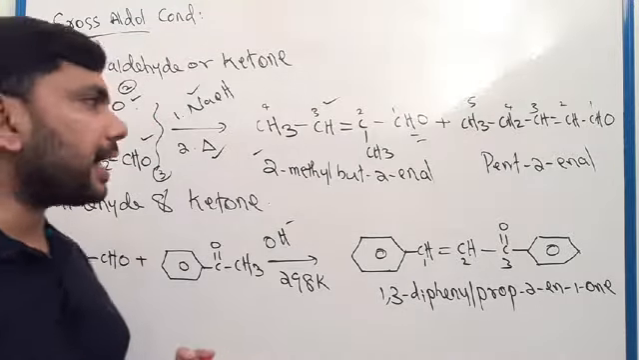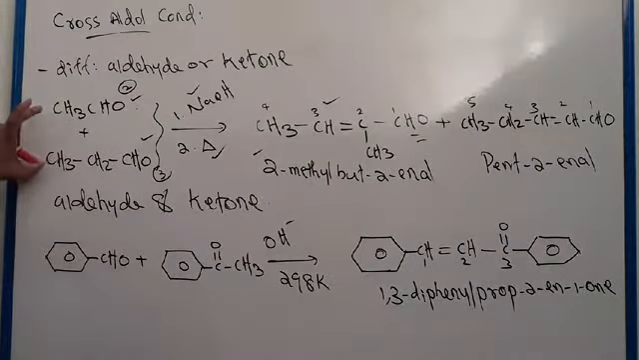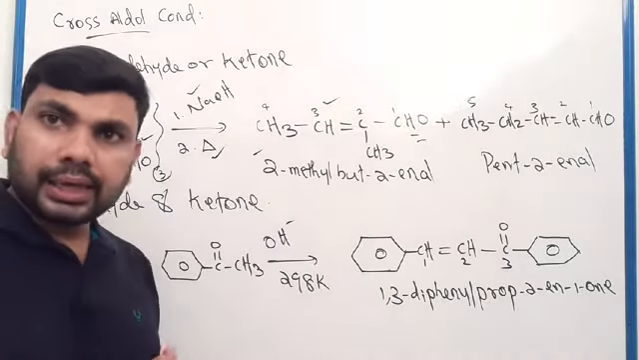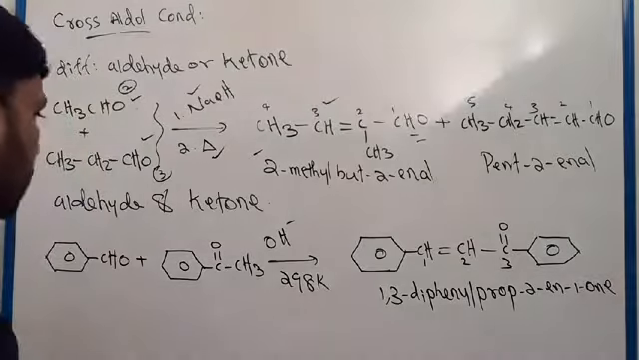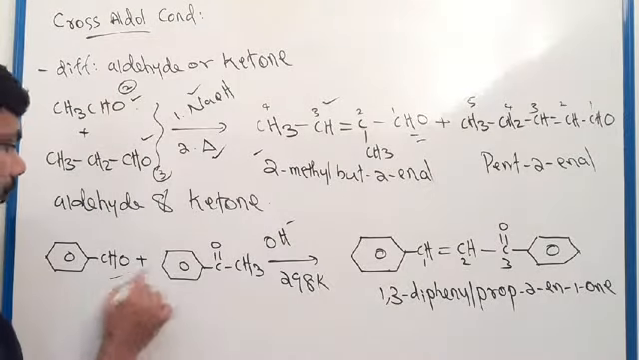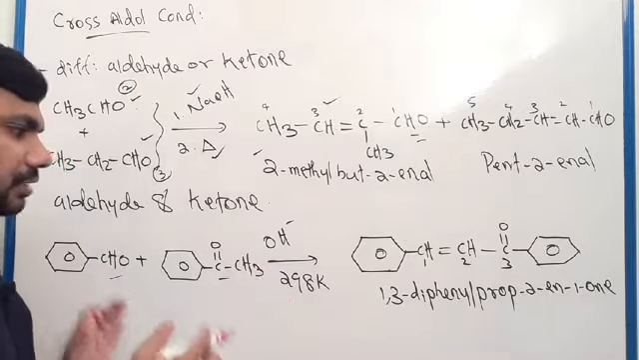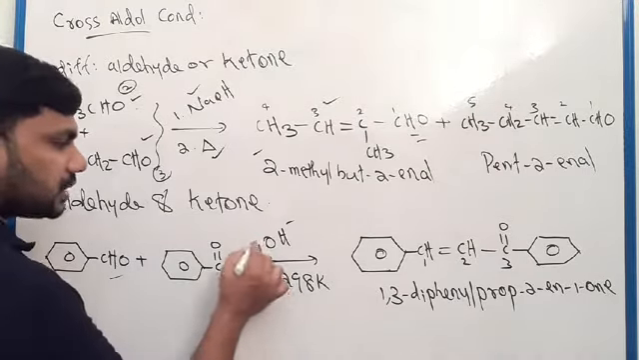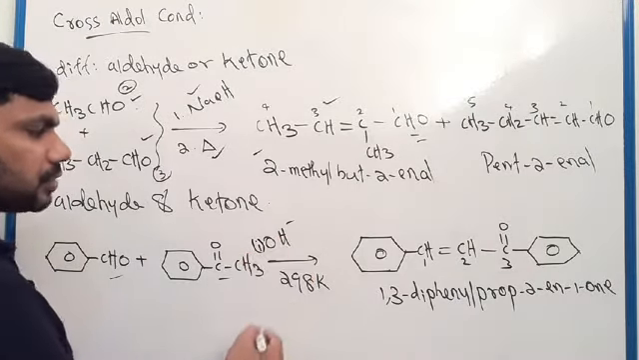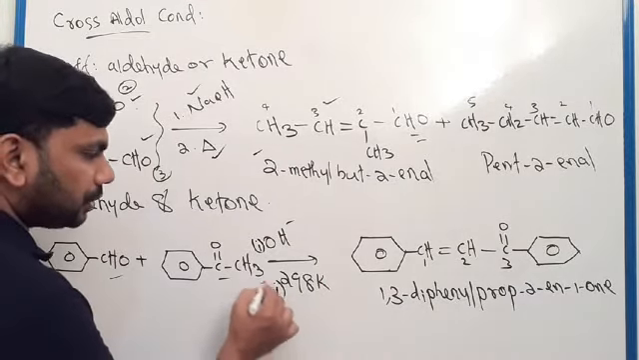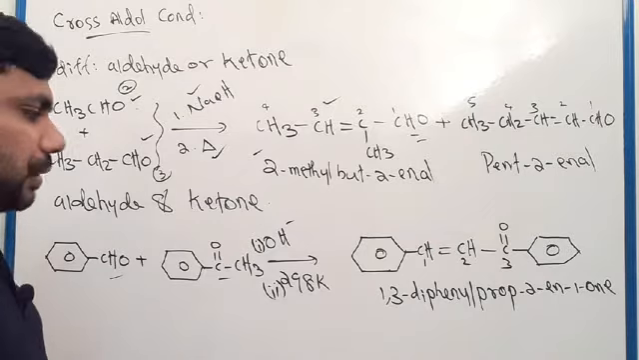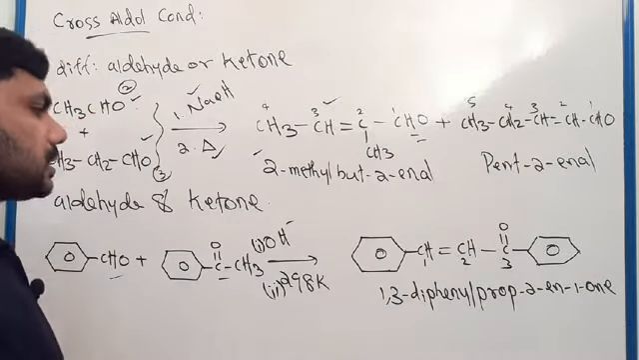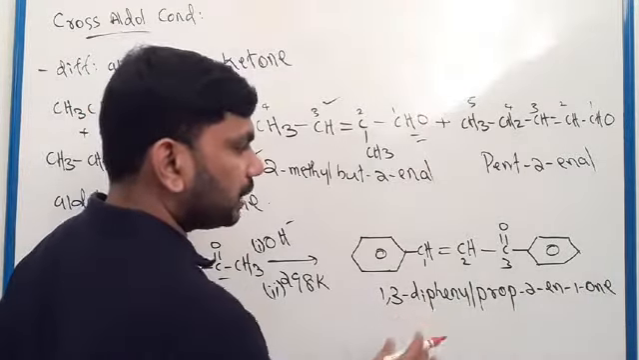So cross aldol condensation means two different aldehydes or two different ketones are used, or we can use one aldehyde and one ketone for this chemical reaction. So look here, in such a type of chemical reaction, here one is an aldehyde and this is a ketone. They undergo aldol condensation. Here also, in the first step, sodium hydroxide or potassium hydroxide alkali is used. In the second step we used a higher temperature. So in a single step we are showing this chemical reaction, and this is the final product.